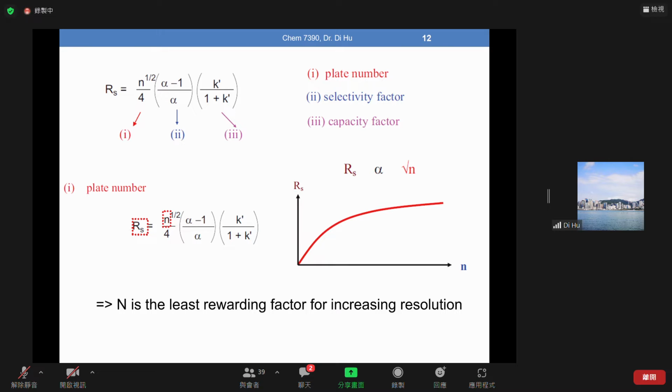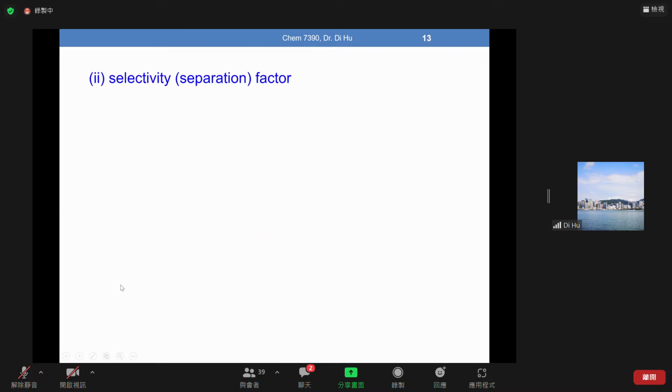If you already have that column and you want to optimize the condition, then what you can think about more is how we can play with k and alpha. For example, if I already select the column with a fixed packing material with the dp already there, because we know the n number is really related to the dp, then if you want to play with the mobile phase, you need to think about how you're going to use the mobile phase to adjust the k number and also the alpha selectivity factor.